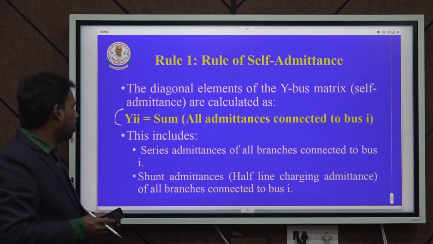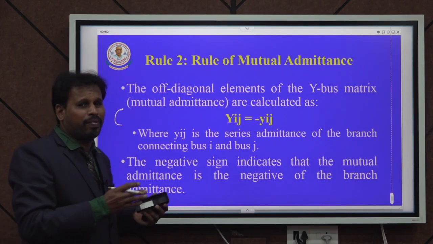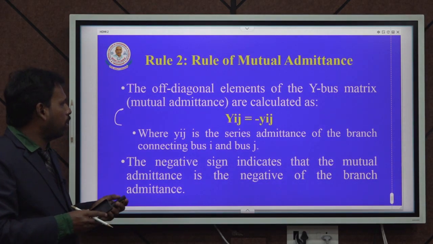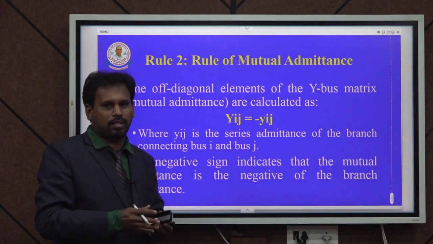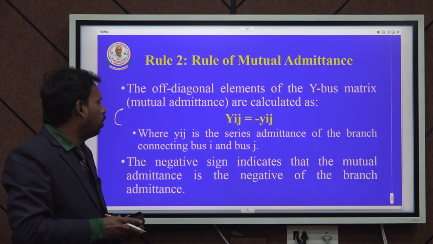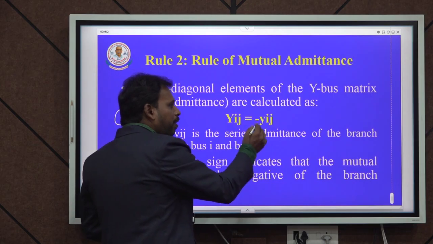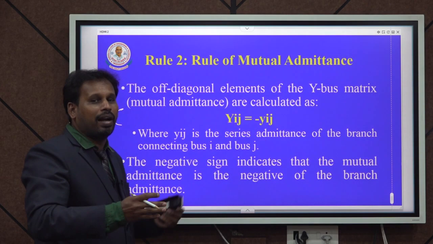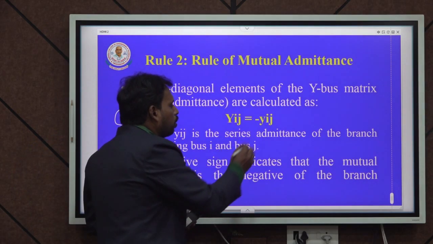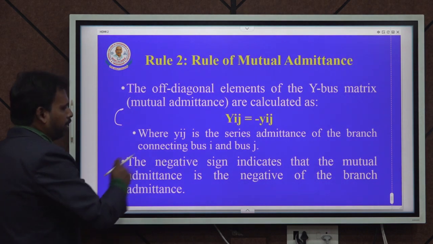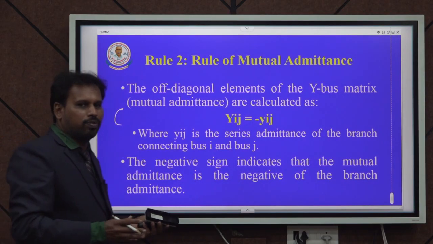The second rule, the major rule, is the rule of mutual admittance, which is between two buses. So, it is the negative sum of the admittances connecting the two buses. We take Yij, that means Y12 or Y13, between 1 and 2 or 1 and 3, whatever admittance values are there, we sum them and put a negative sign because it is mutual. So, we provide the negative sign. That is the mutual admittance of the branch, or branch admittance for the element.